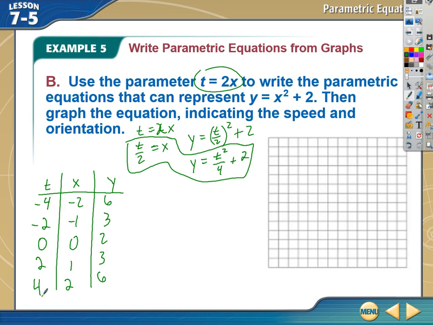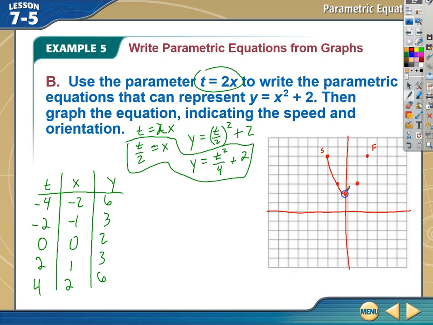Pretty wicked cool. So now, when I graph, I still start over here at -2, 1, 2, 1, 2, 3, 4, 5, 6. So this here is 6. This is my start. -1, 3, 1, 2, 3. 0, 2, excuse me. 1, 3. 2, 6. There's my finish.